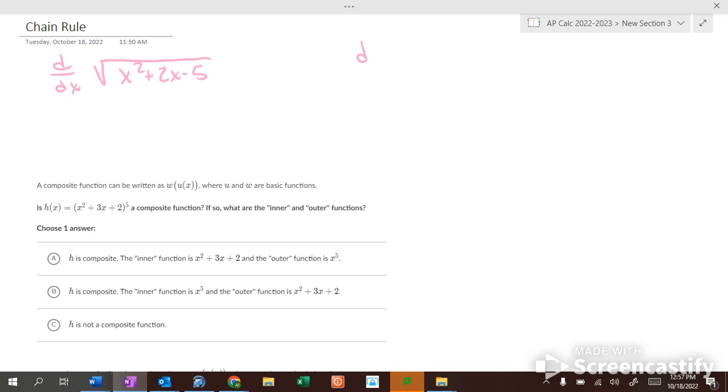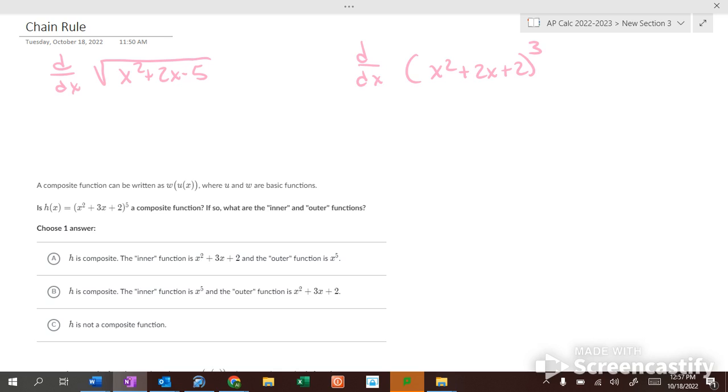If we want to take the derivative of x squared minus or plus 2x plus 2 to the third power, we need the chain rule. Okay? Now we could FOIL this all out and then do the problem. Okay? But the chain rule is quicker and a little bit easier. What is the chain rule?